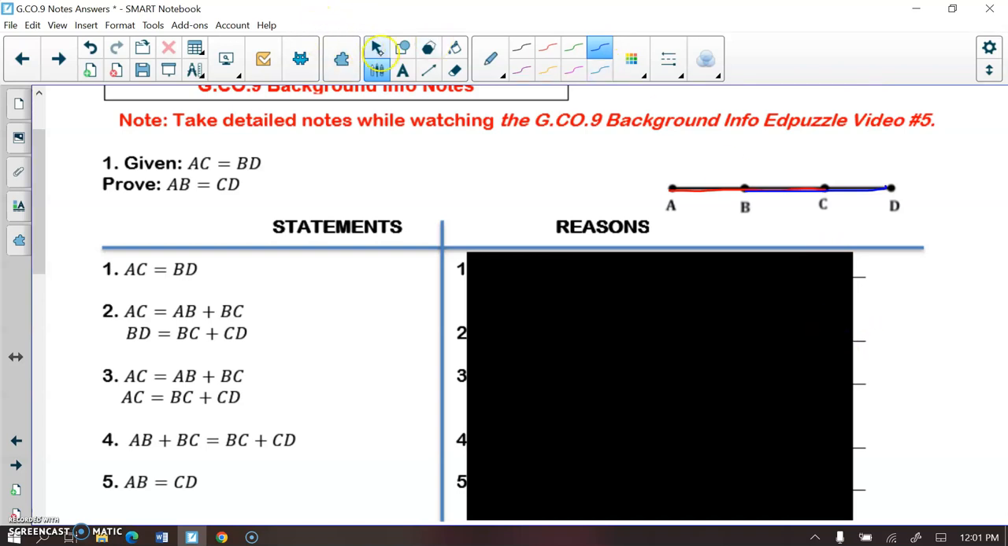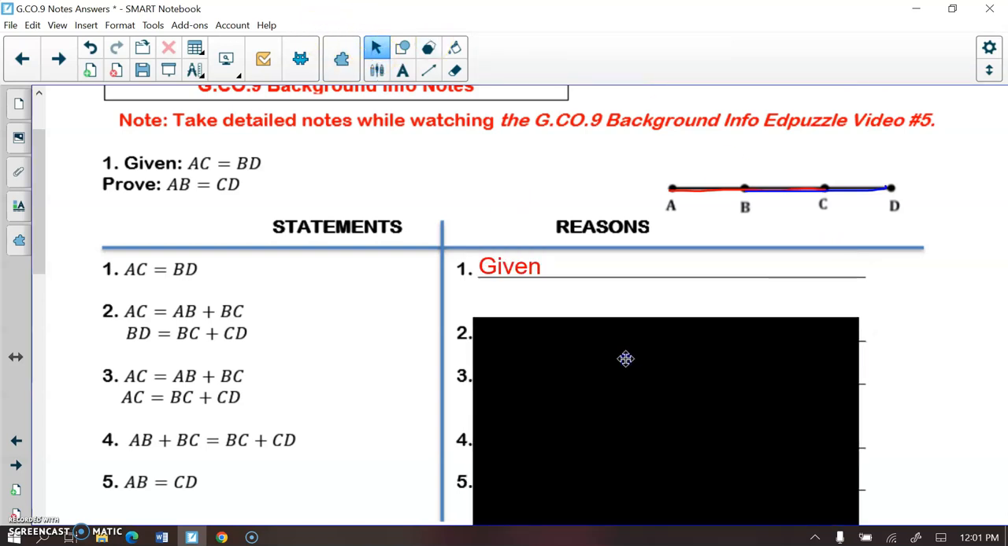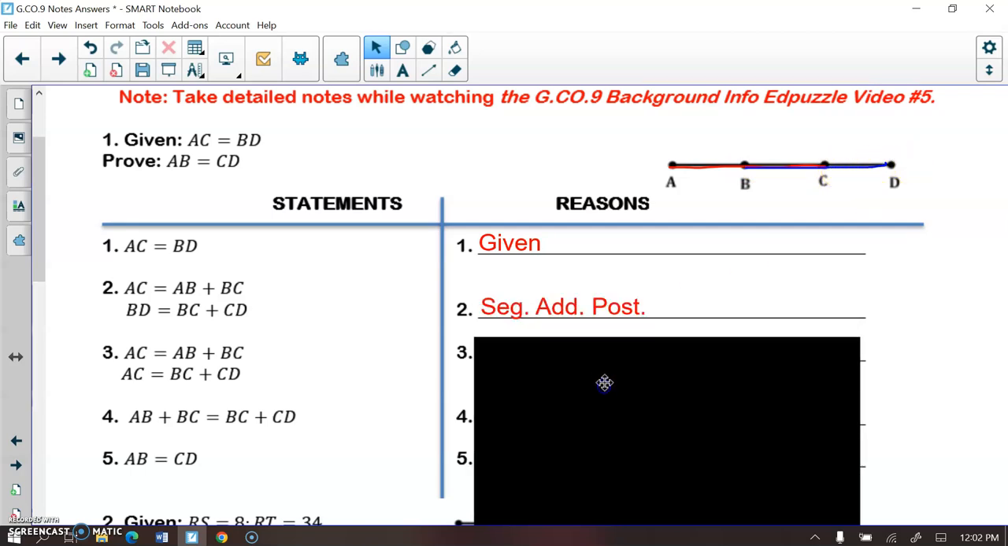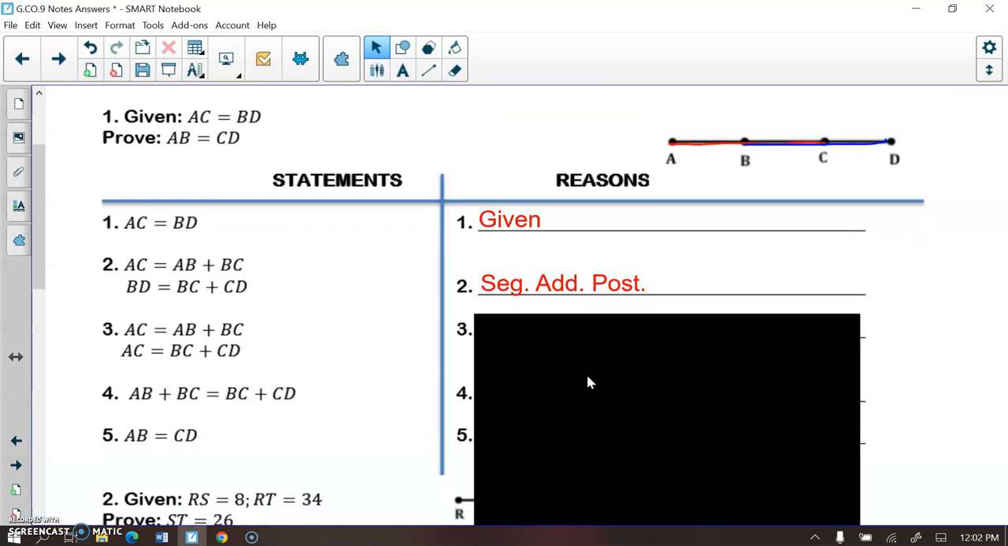Your first step is your given, always. Now, to get all of this red segment, AC, it consists of two parts, AB and BC. So using the segment addition postulate, I can say the whole segment AC is equal to AB plus BC. Same with the blue segment here. I can say that segment BD is equal to BC plus CD. That is the segment addition postulate, and remember this is how I abbreviated it in the past.